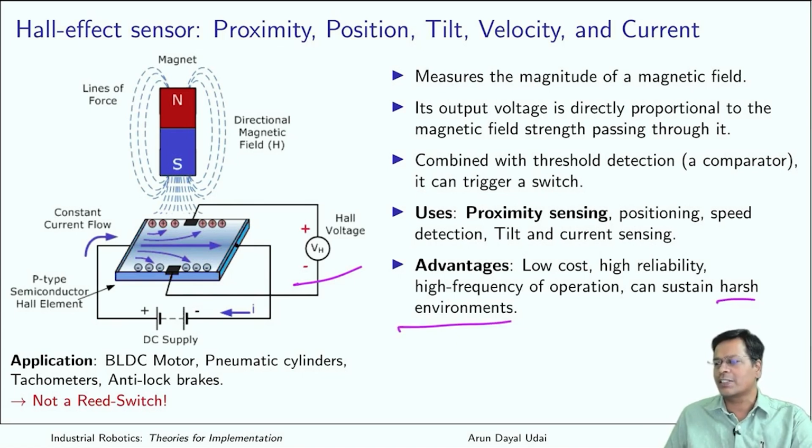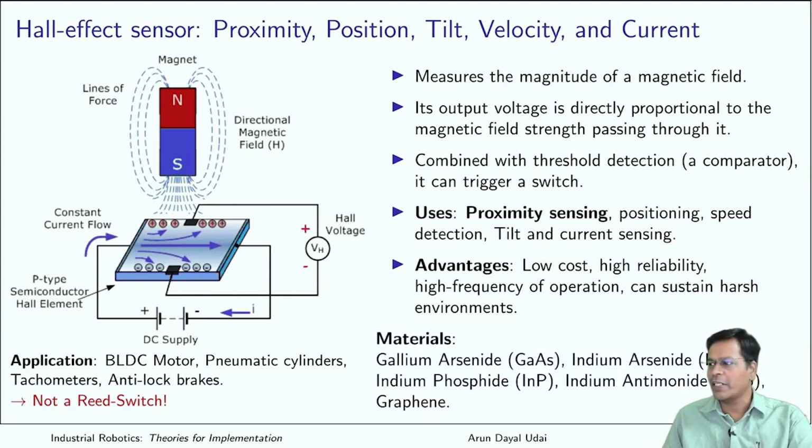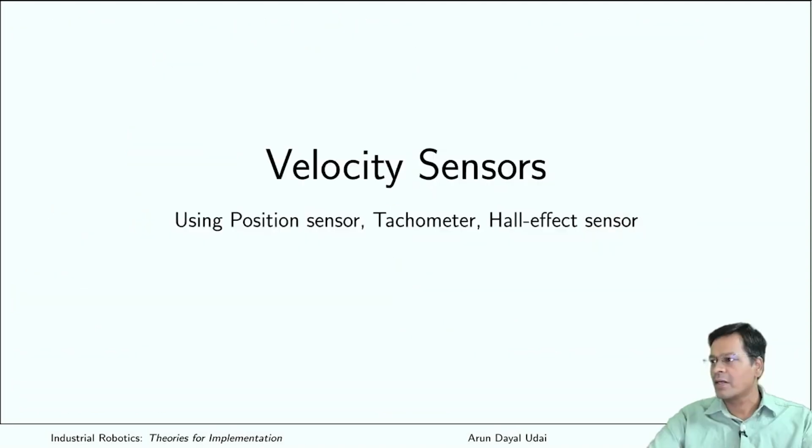The only thing you have to take care of is that it should not get into an environment with other magnetic fields around. These materials are like gallium arsenide, indium arsenide, indium phosphide, indium antimonide, graphene. These are a few materials which have this type of property.